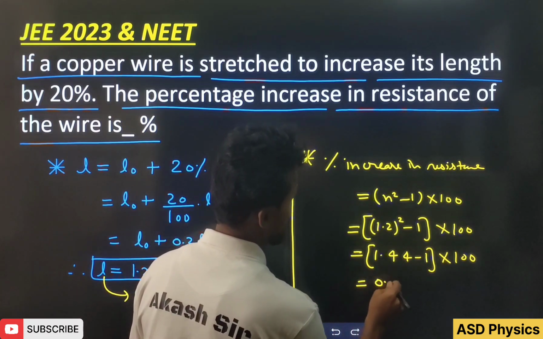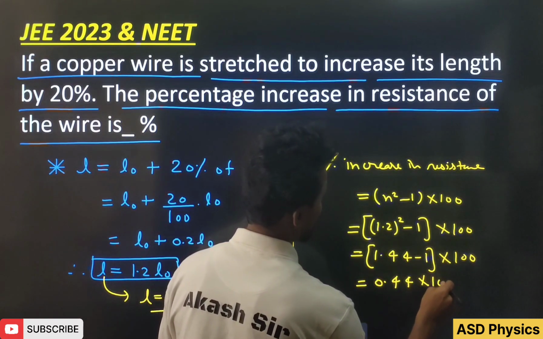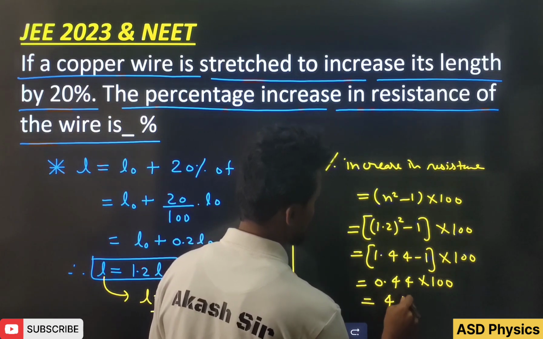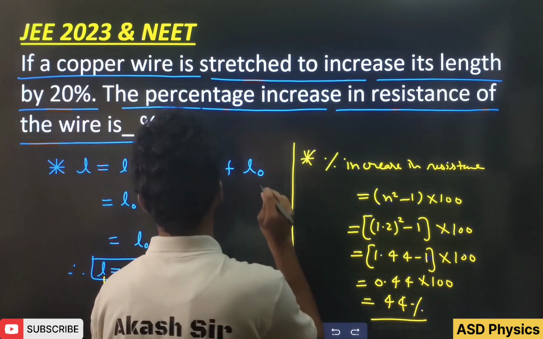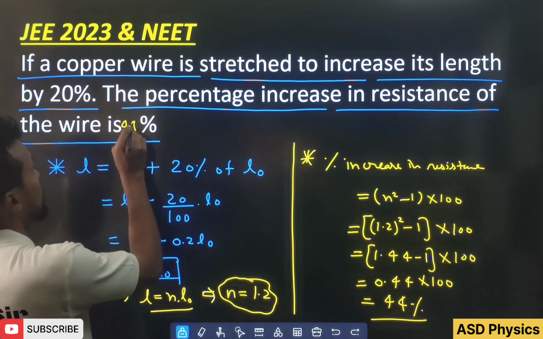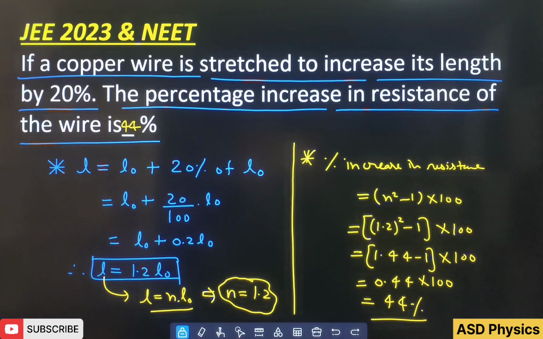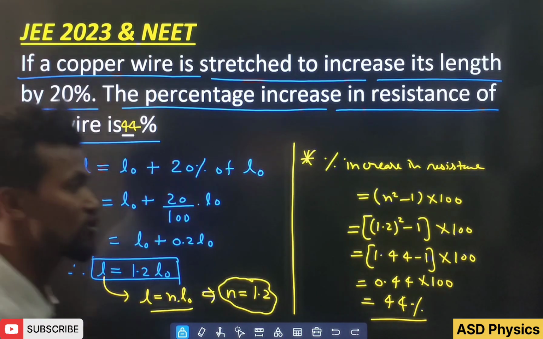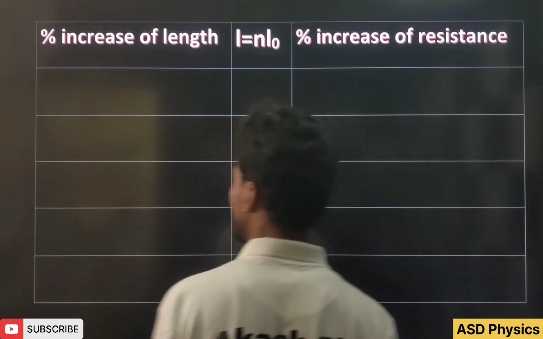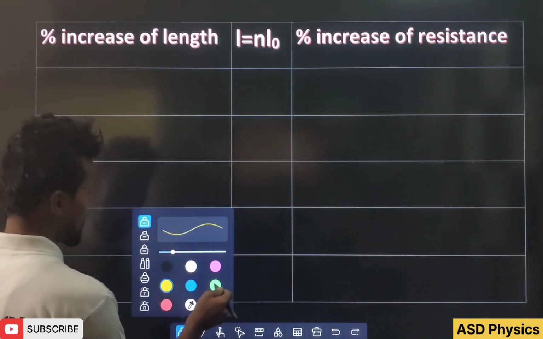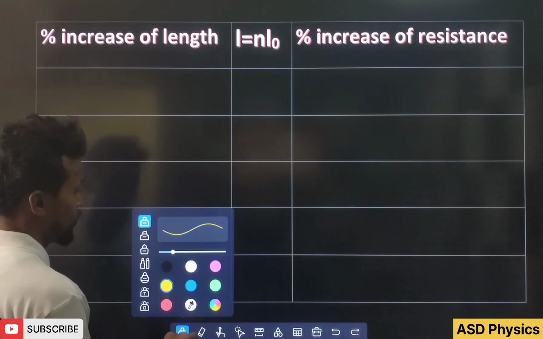So 0.44 into 100 comes to 44%. The answer is 44%. Kindly see how beautifully we have done this: when the length is increased by 20%, the resistance is increased by 44%. Great. Now students, this table we are going to fill because it is very important.